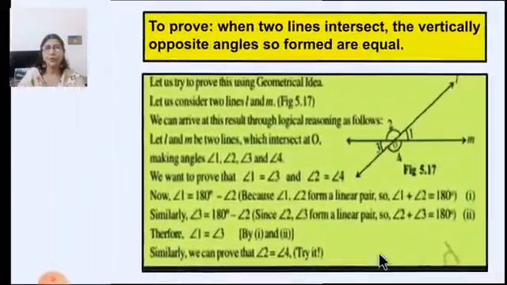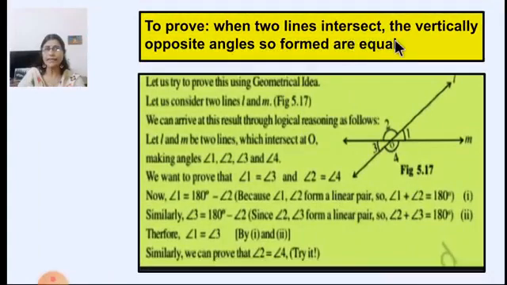Now we will prove that when two lines intersect, the vertically opposite angles so formed are equal. So till now we have learned that vertically opposite angles which are formed are equal. Now let us prove it. Let us try to prove this using a geometrical idea. For that we will consider two lines L and M.